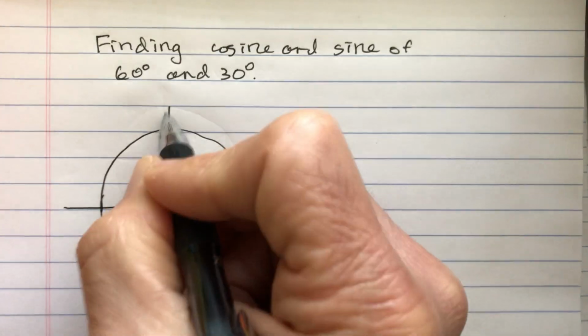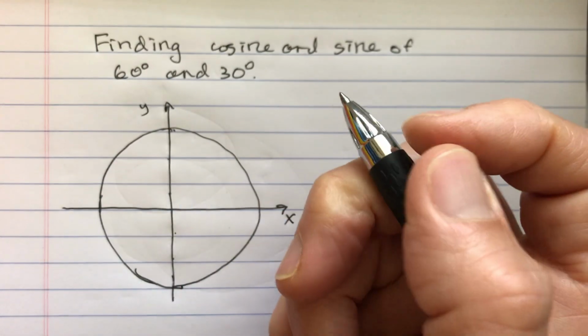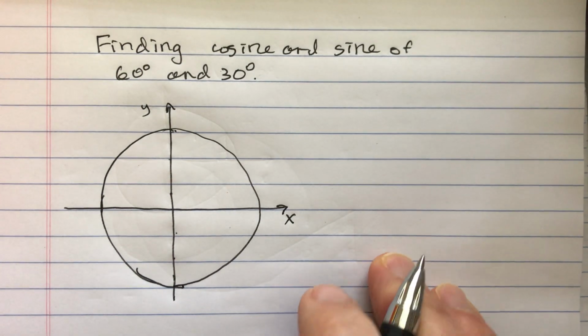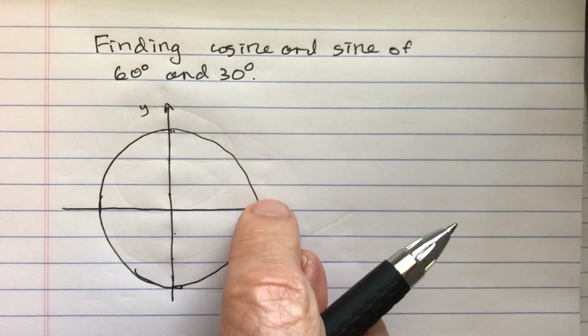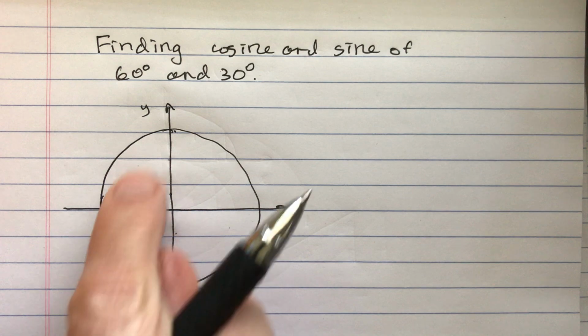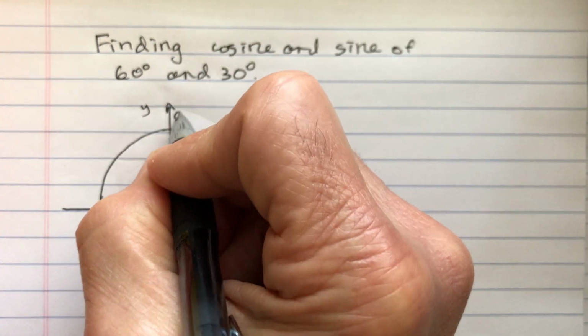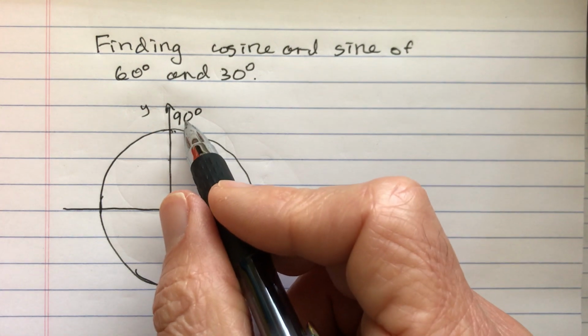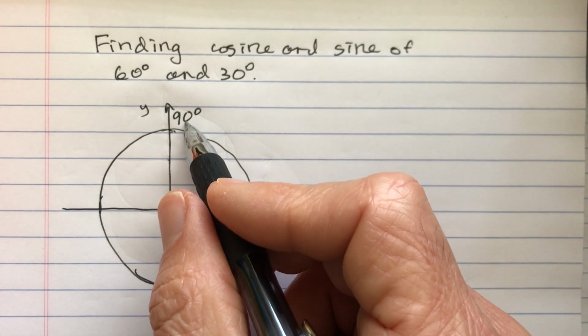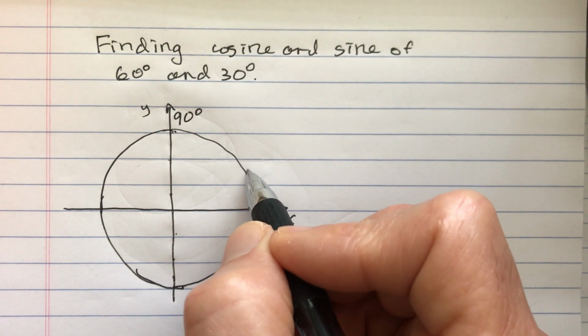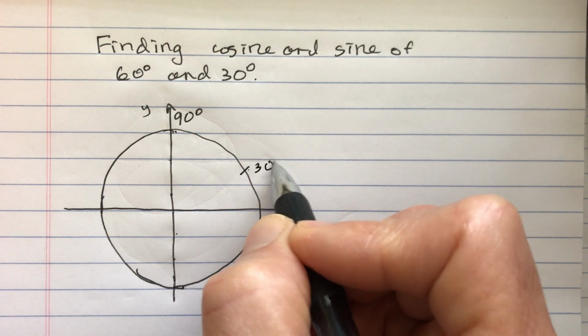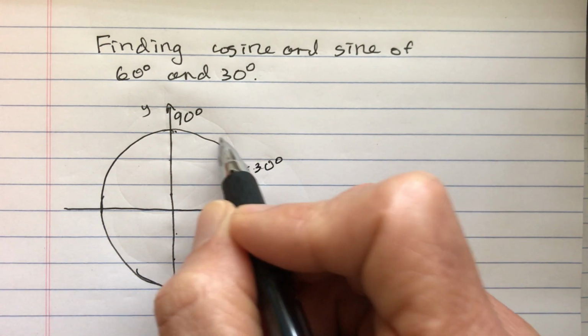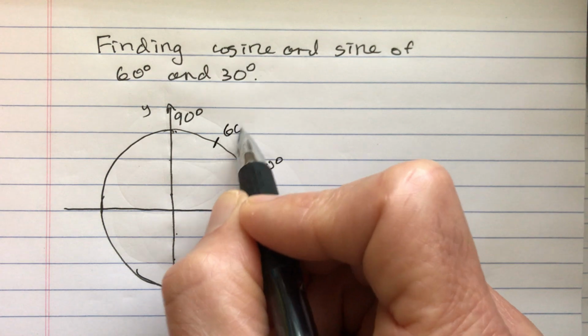So here's a unit circle. All the way around is 360. A fourth of the way around makes a right angle. That's 90 degrees. So if you take 90 and divide that into 3, you're going to get around here is 30 degrees. 30 plus 30 makes 60, so 60 is up here.